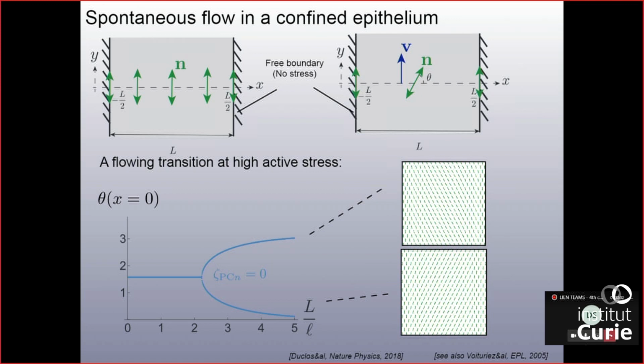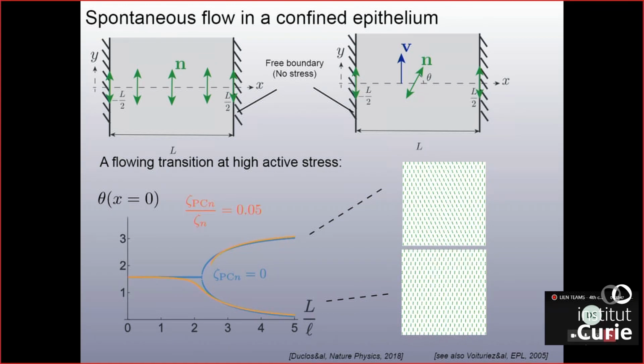Okay, and then one can obtain a curve like this, where, as a function of the length of the stripe, the angle at the center of the stripe is initially vertical, but then flips in two opposite directions, which are equally likely. So this is what this movie is showing. It can flip to the left or to the right.